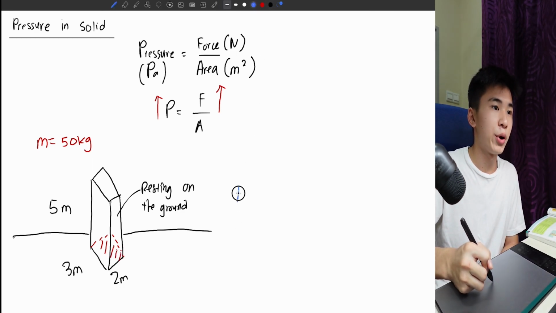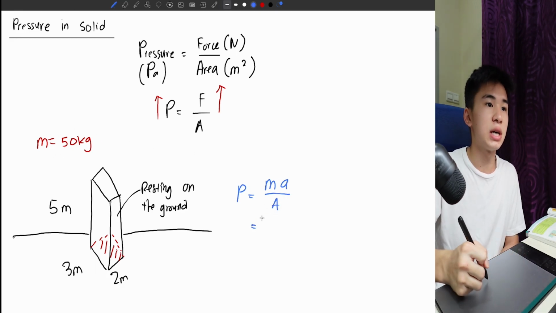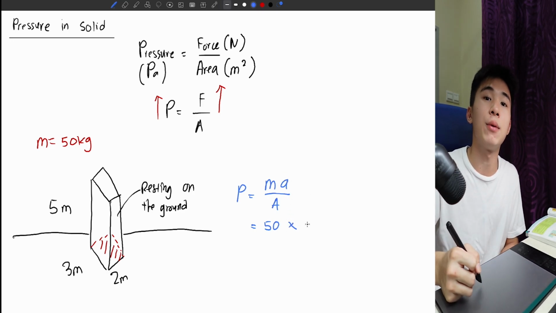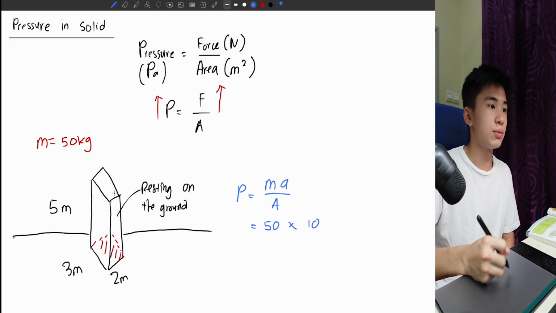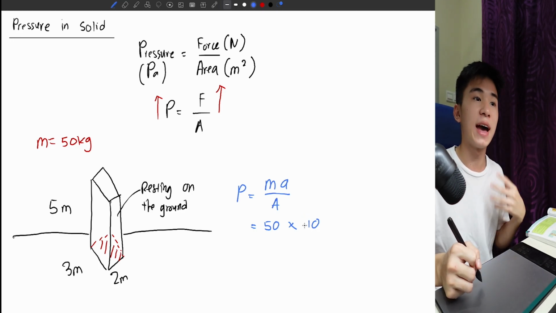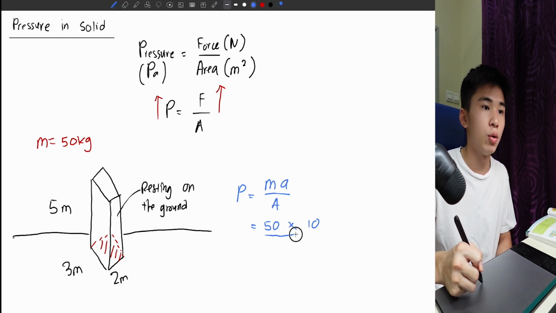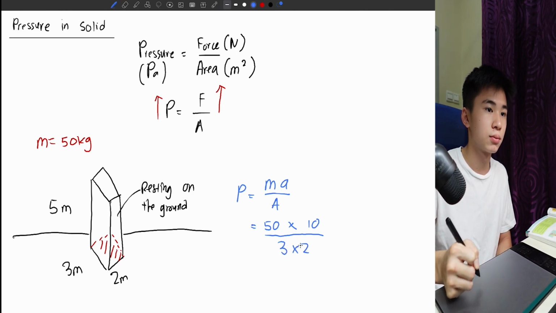So first we know that pressure equals force, which is MA, over area A. The mass we're just going to substitute in, which is 50 times the acceleration. In this case, it is going to be our gravitational acceleration, which is 10, because right here there is no external force acting on it. The only force is gravity, which is our gravity pull. That is why the acceleration is our gravitational acceleration, 10 m/s squared. And over A we just have to calculate the area here, 3 times 2.